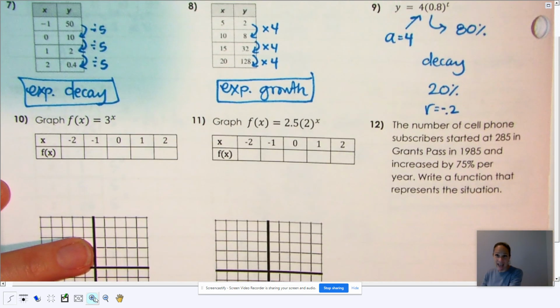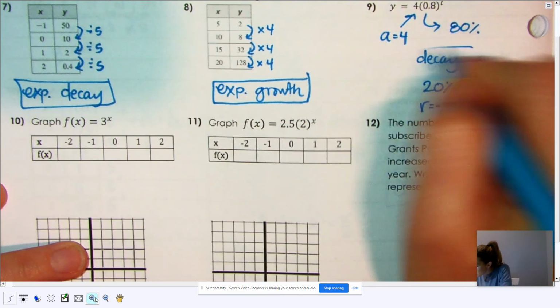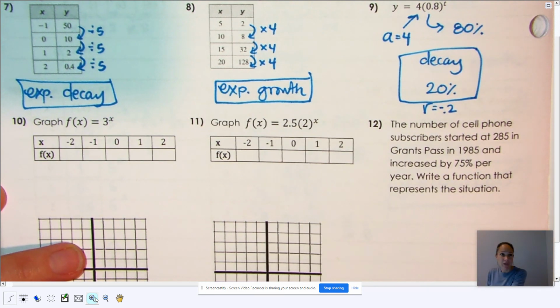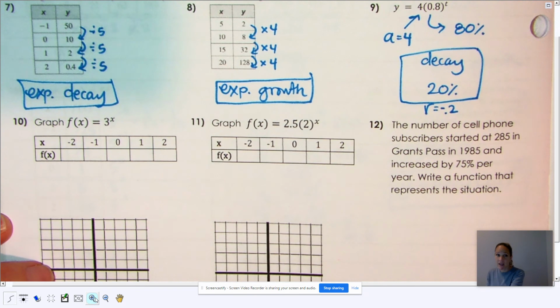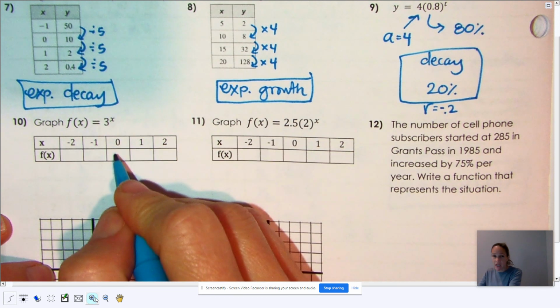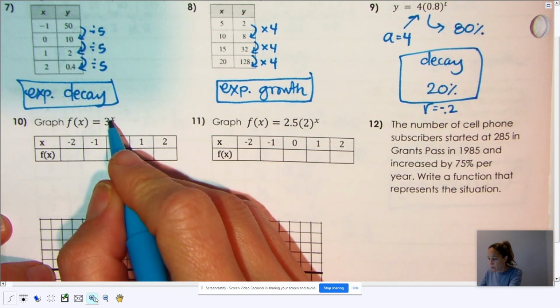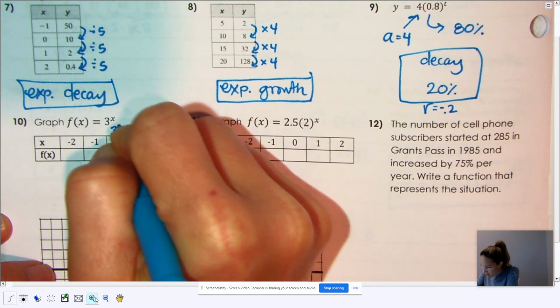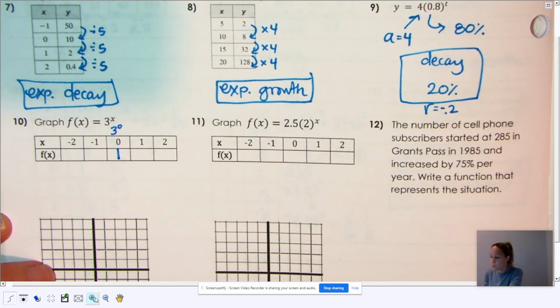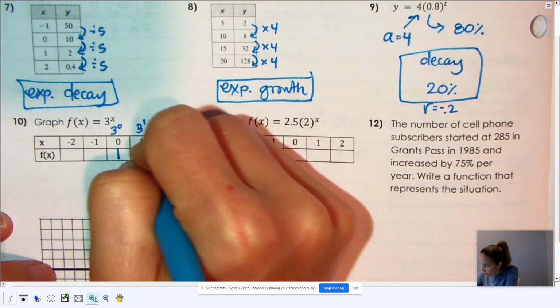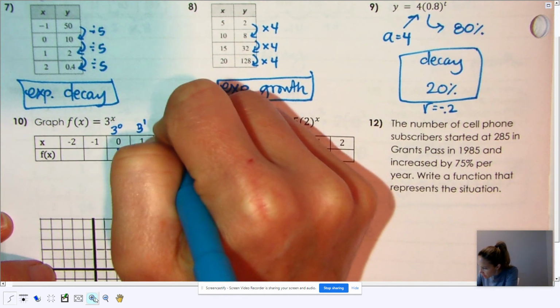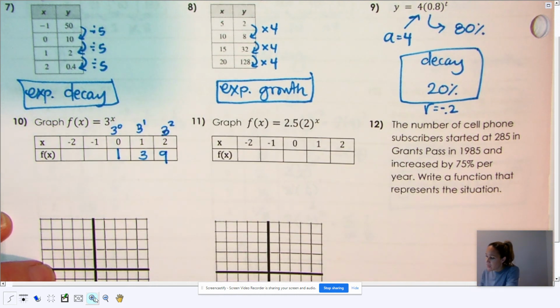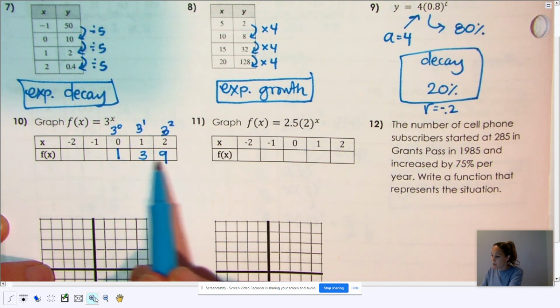Okay, looking at question number 10, we're going to graph this. So I'm going to start every single time with the easiest one. I'm going to plug in a 0 right there. So if I have 3 to the 0, anything to the 0 just equals 1. 3 to the 1 equals 3. 3 to the 2 equals 9. And then you can see, well, I was just multiplying by 3 each time.